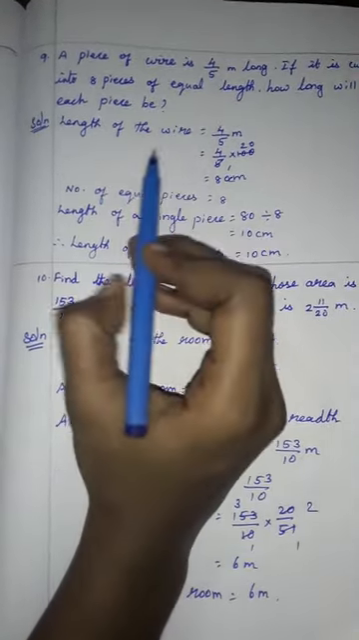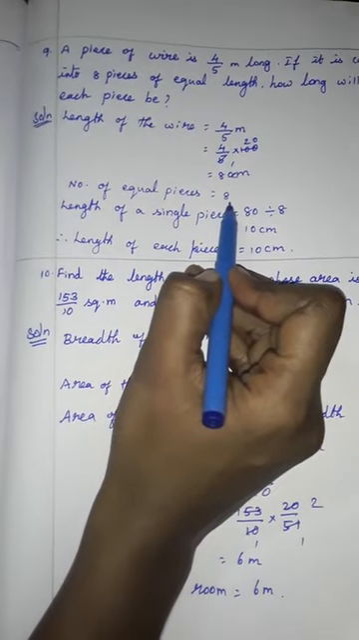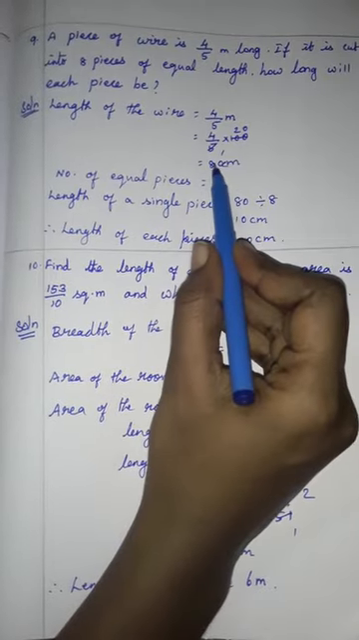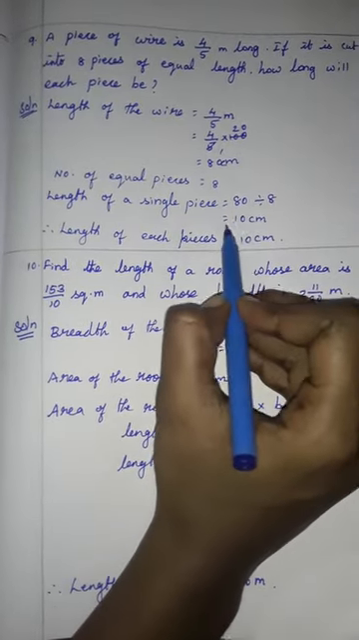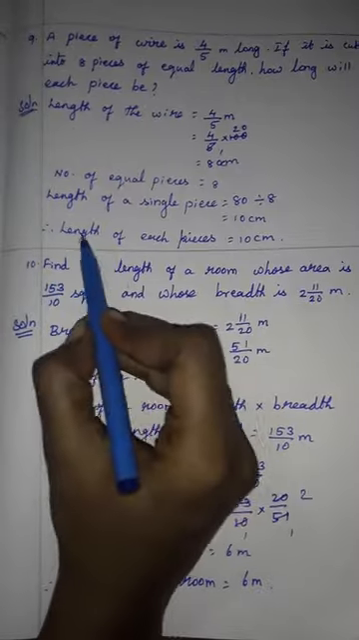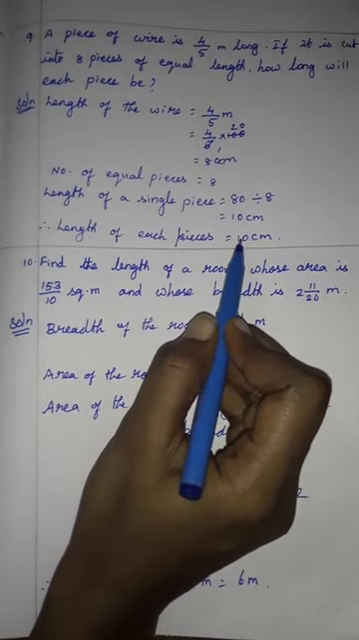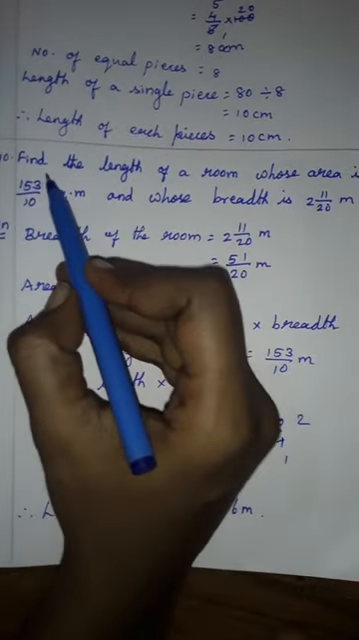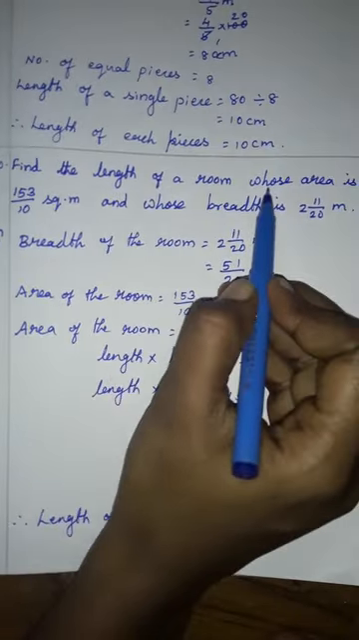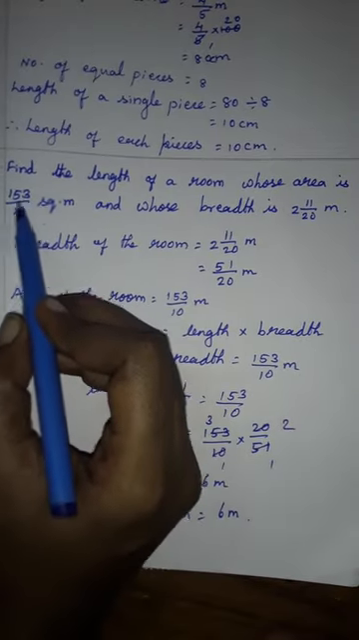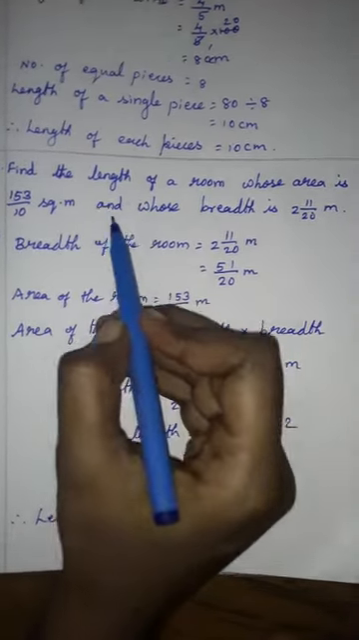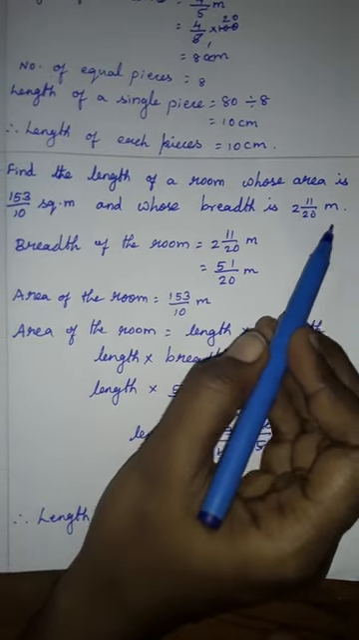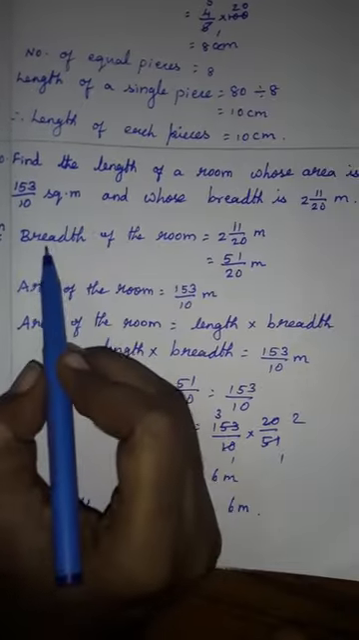This whole length of the wire is cut into 8 equal parts. To find the length of the single piece, you have to divide this 80 by 8. We get 10 centimeter. Therefore, the length of each piece equal to 10 centimeter. Now see the next sum, 10th one. Find the length of a room whose area is 153 by 10 square meter and whose breadth is 2 11 by 20 meter.